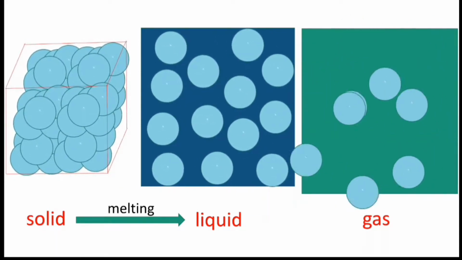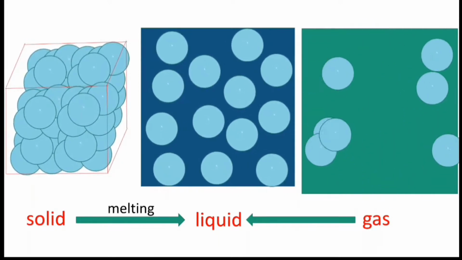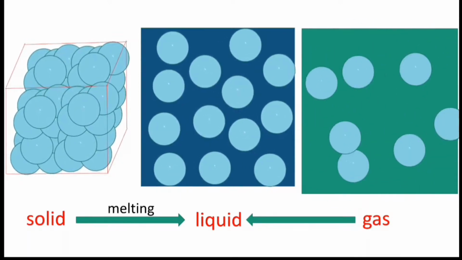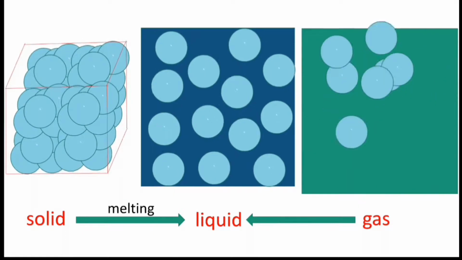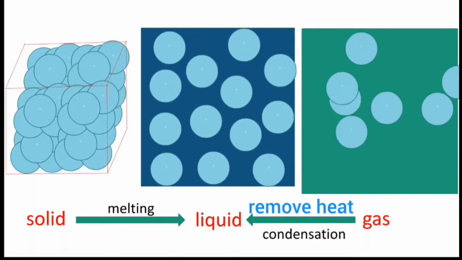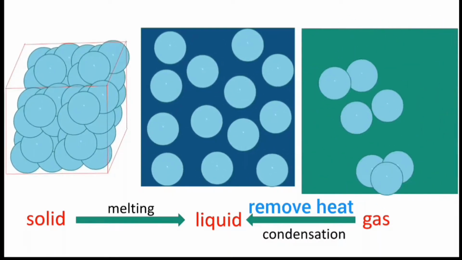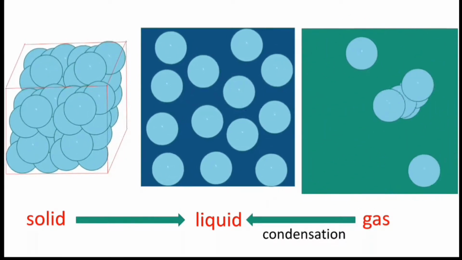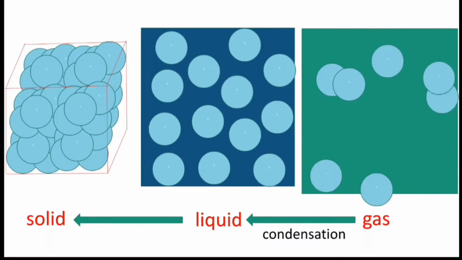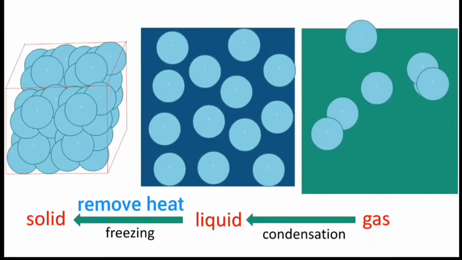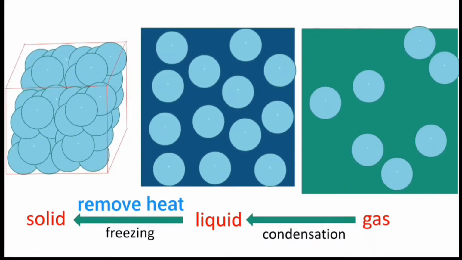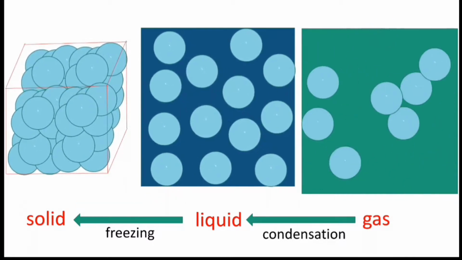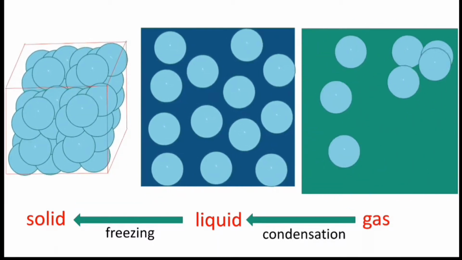Now, the reverse process can also take place. If you cool down a gas, it can condense and it becomes a liquid. We call that process condensation. If you continue to cool a liquid again, it will reach a point where it begins to solidify and converts into a solid. We call that process freezing.